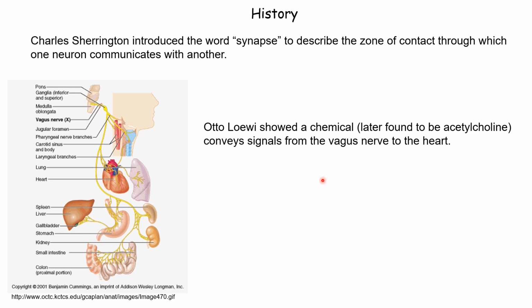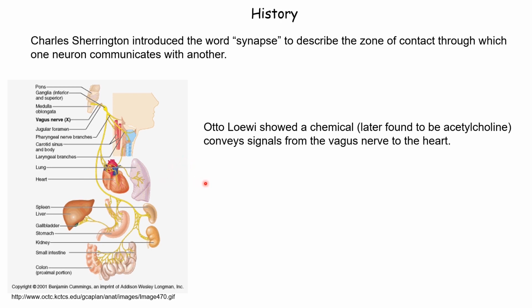So just to refresh your memory, in one of the initial videos we saw the 10 cranial nerves. These are the nerves that go from the brain to different organs in the body, and they control the functions of these various organs. So one of the nerves goes to the heart. Otto Loewi would take out the nerve and the heart from a frog and put it in a petri dish. And he saw that when the vagus nerve is stimulated, the beating of the heart is slowed down.